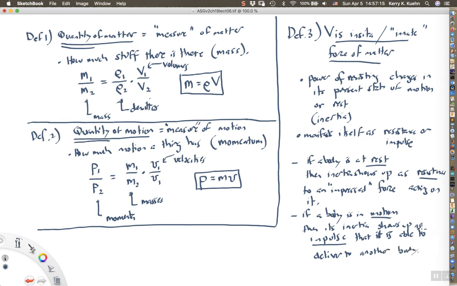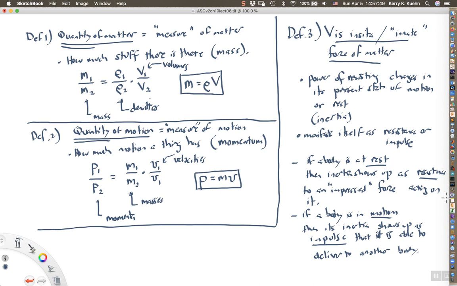Okay, so for example, your car, when it's driving down the road, it has inertia. So it's going to resist changes to its present state of motion or rest, right? And this car, because it's in motion, when it strikes something else, its inertia shows up as its ability to deliver an impulse to something else that it hits. So if it runs into, God forbid, a parked car, it delivers an impulse. It applies a force to that other object that it strikes.